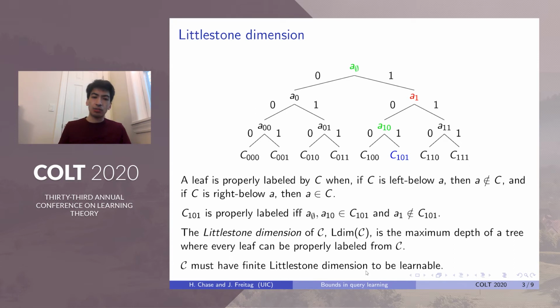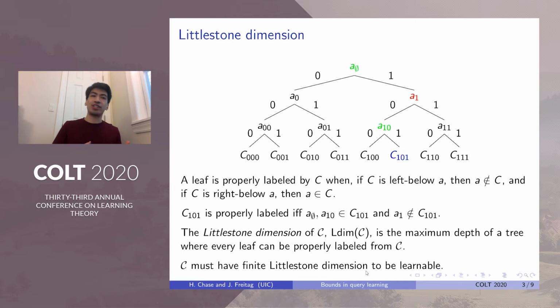It's not too difficult to see that C must have finite Littlestone dimension in order to be learnable by queries. Essentially, we need to be able to reduce the Littlestone dimension of the class of all remaining possible concepts to 0. If we've reduced the Littlestone dimension of that class to 0, that means that there's only one possible set remaining, which must be the target, which we then can submit and succeed.